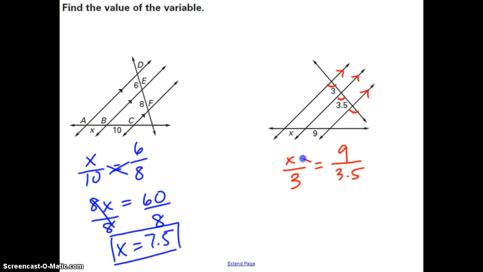Then we can cross multiply and we get 3.5x is equal to 9 times 3, which is 27. Then when we divide by 3.5 on both sides, we get x is equal to 7.7.